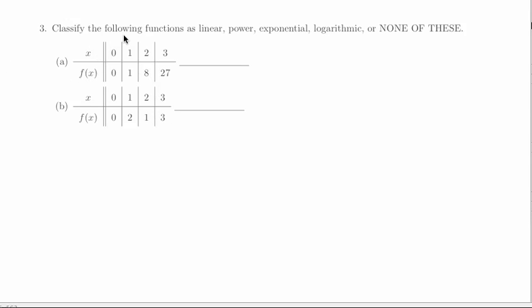Finally, problem 3, let's classify these functions as linear, power, exponential, logarithmic, or none of these. Looking at the f of x function in part A, I do see it goes through the origin, so that automatically rules out exponential. When x is increased by 1, the outputs are not increasing by the same amount, so definitely not linear. A logarithmic function doesn't increase at an increasing rate like this, so that rules out logarithmics. This is either power or nothing. In fact, this is a power function, because I can see that it is actually x cubed.